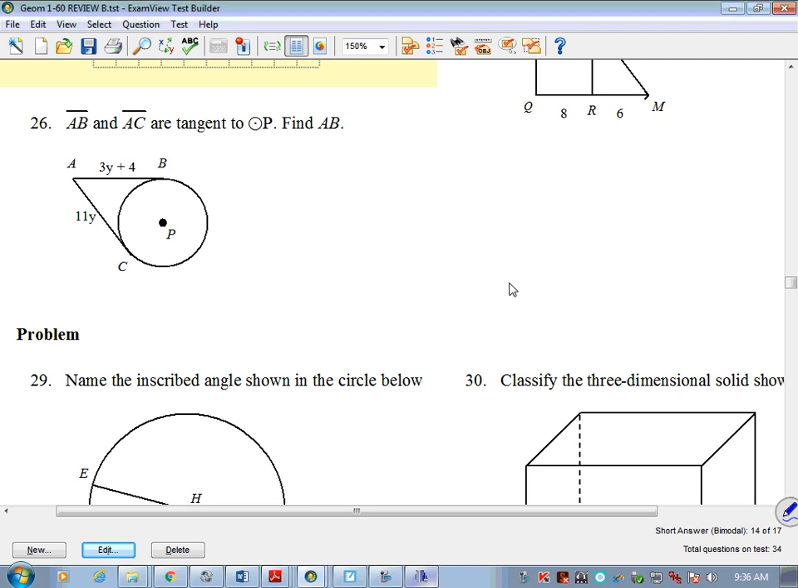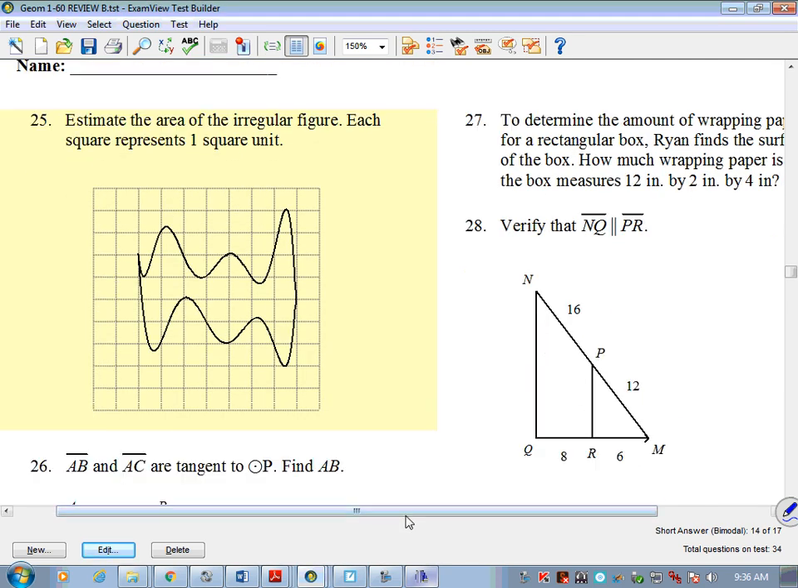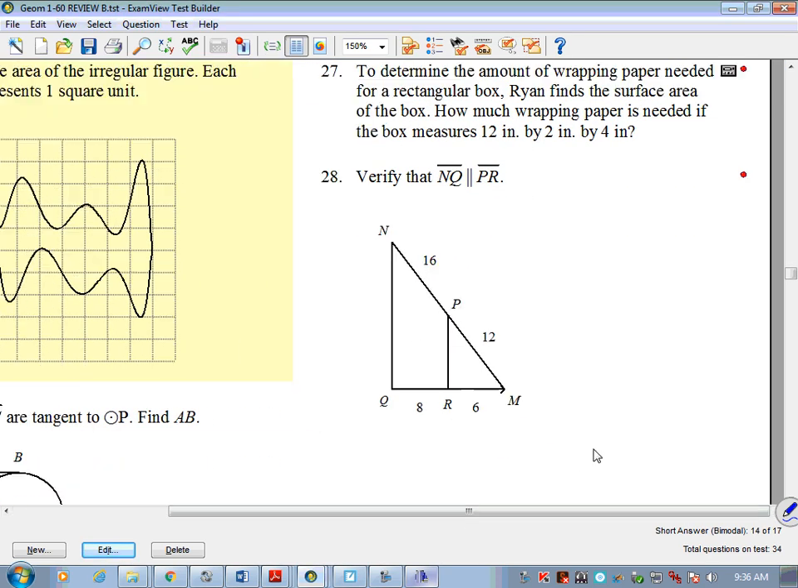All right, 27. Hopefully I can get through most of these. Determine the amount of wrapping paper needed for a rectangular box. Okay, so we're looking for surface area. Ryan finds the surface area of the box. How much wrapping paper is needed if the box measures 12 by 2 by 4?